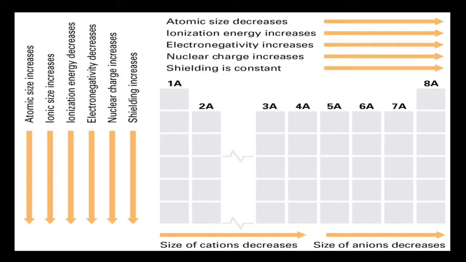So we have the various things. We have atomic size increasing, ionic size increasing as you go down. Ionization energy decreases, electronegativity decreases, nuclear charge increases, and shielding increases. And then across the columns, you have atomic size decreases, ionization increases, electronegativity increases, and nuclear charge increases and shielding is constant.